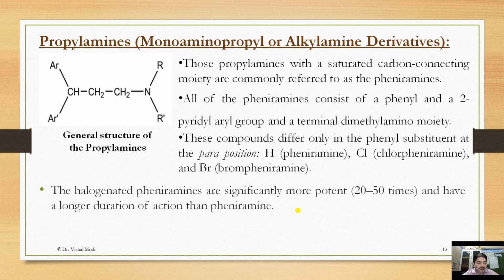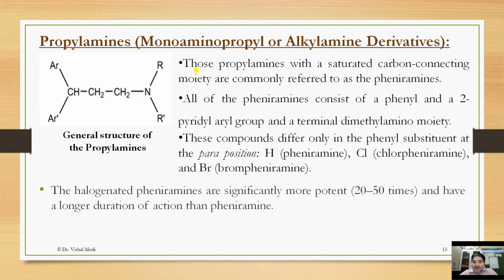Now, the third category is propylamine. It is also called monoamino propyl or alkyl amine derivatives. Okay. So, this is the basic structure of propylamine, in which the connecting atom, that is X, is a carbon. So, this is the propyl chain, and here an amino group is there. That is why it is called propylamine derivatives.